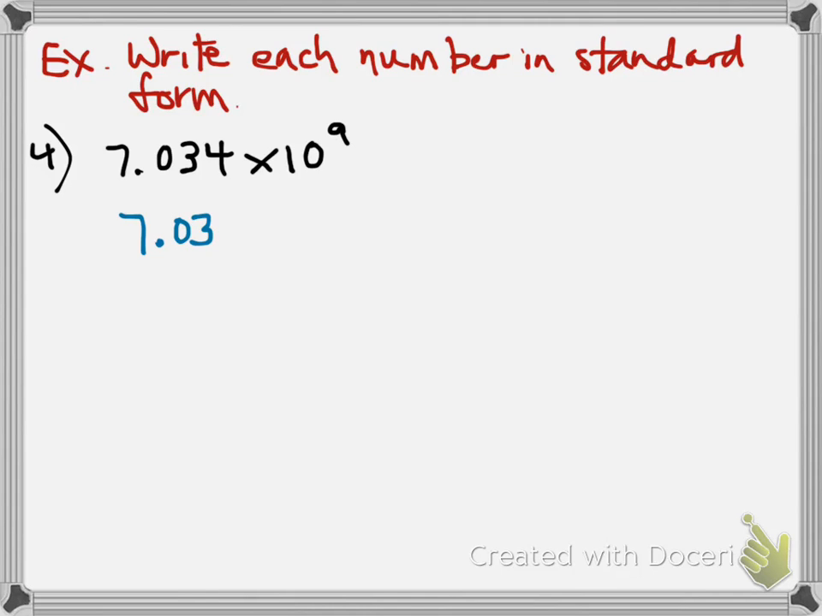7.03, 0, comma 0, 0, 0, comma 0, 0, 0. Okay, I think I see a problem with that one. What's the problem here? Oh, I put this comma in. Kina, what's the problem? There's too many numbers. Okay, so something is wrong with the numbers.